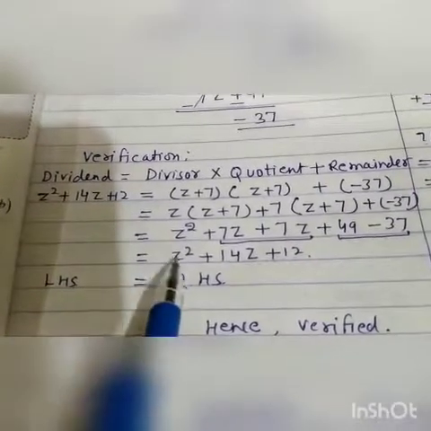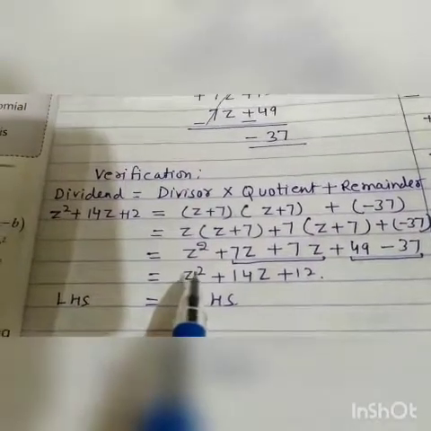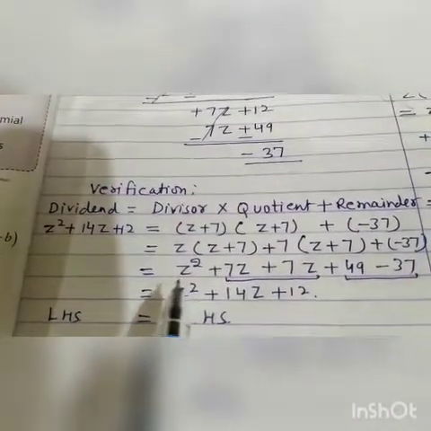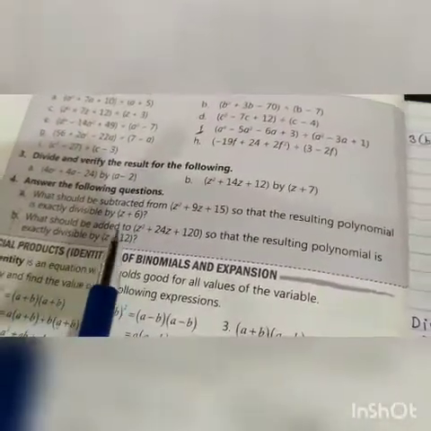But if there is any difference in terms or sign, it means we are making some mistake. We should check our solution. Be careful. And next, question number 4. Answer the following questions. These are word problems. Leave these two questions. I have written here, leave question number 4.